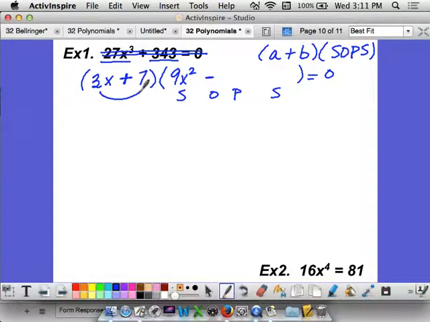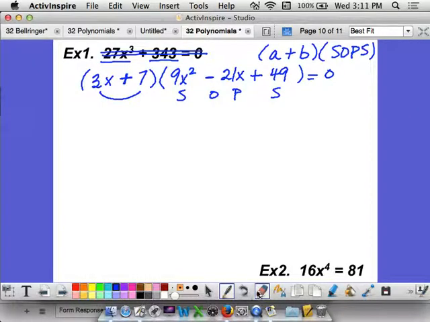Now we're going to find the product of these two. 3x times 7 is 21x. And then always add the square of the last. 7 squared is 49. So I have this binomial times this trinomial now. Those are going to give me my answers.